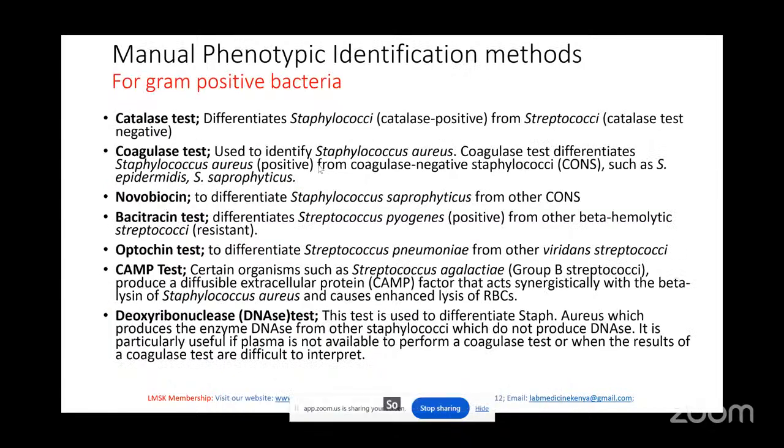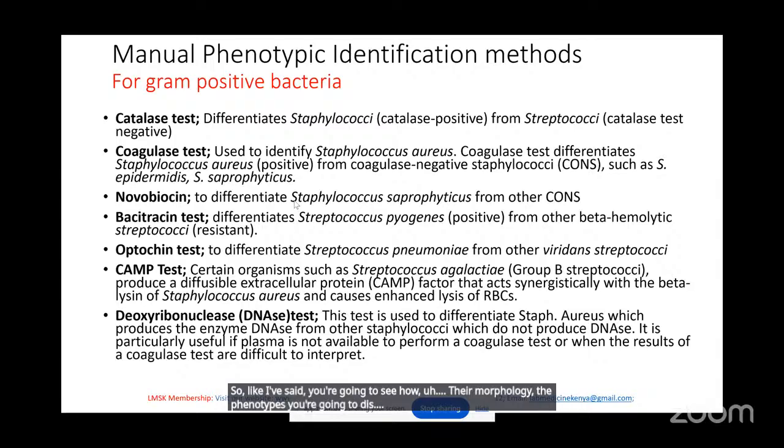So like I've said, you're going to see their morphology, the phenotypes. You're going to see their consumption or production of certain metabolites that now help us say that this particular organism is this genus and species. So the manual phenotypic identification methods for gram-positive bacteria: you have catalase tests to differentiate between staphylococci and streptococci.